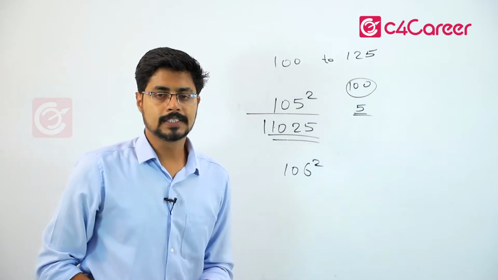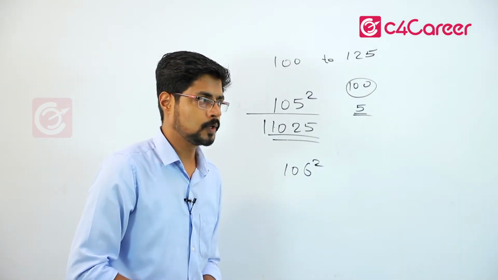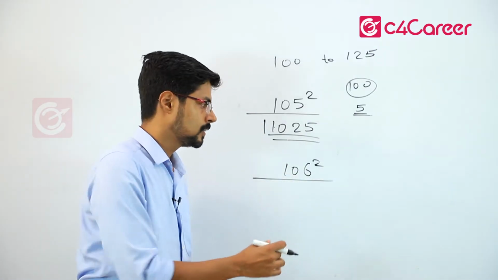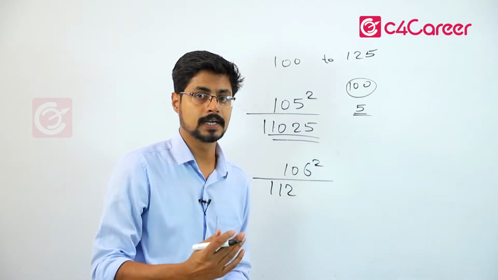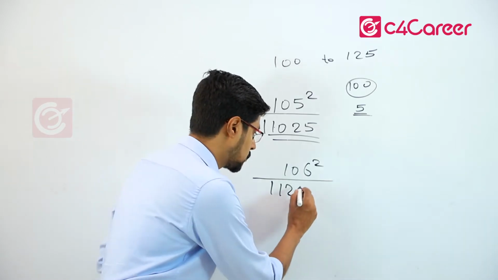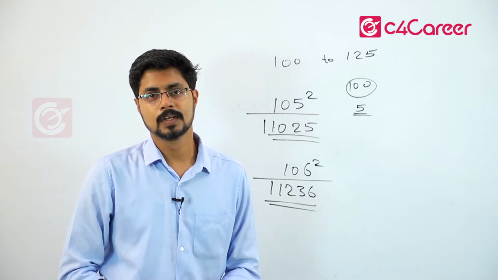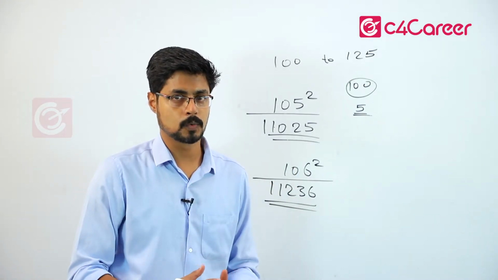What is the square of 106? It would have already come to your mind, the difference is going to be 6. So what is the first part? 106 plus 6, that is 112. What is the second part? That is 6 square. 6 square is 36. So you get the answer straight away like that. I hope this technique is clear to you. We will practice some questions to make it more thorough.